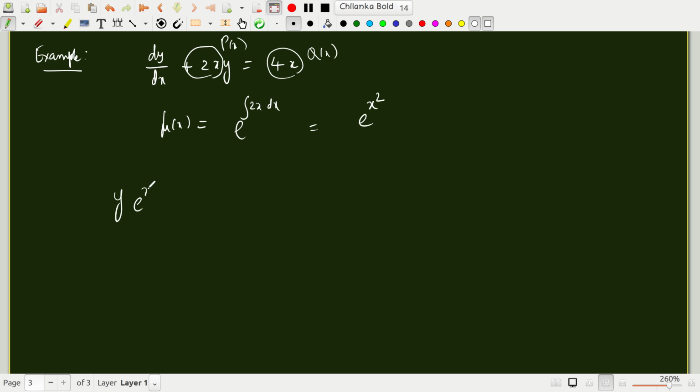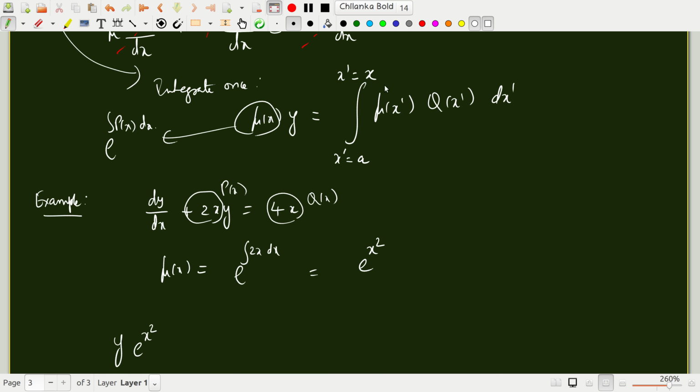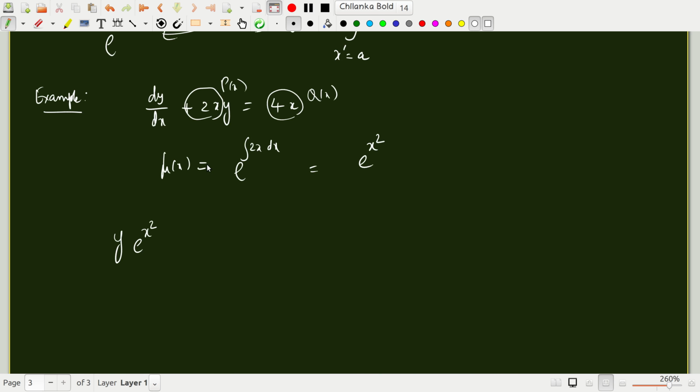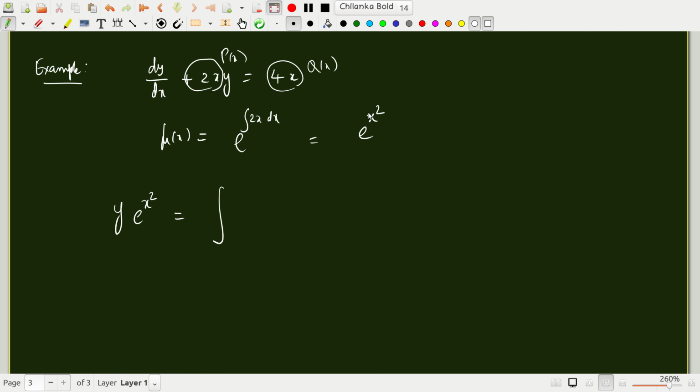So from the previous expression that we had, y e^(∫p dx), which is y e^(x²), is equal to the integral of q, which is simply 4x, times e^(∫p dx), e^(x'²) dx. This is integrated from some a to x, plus some constant which is fixed by using boundary conditions.